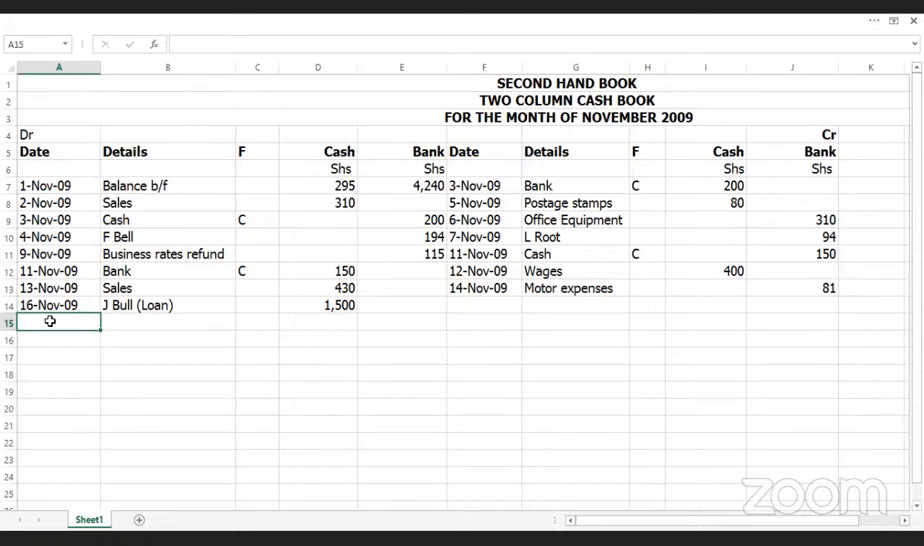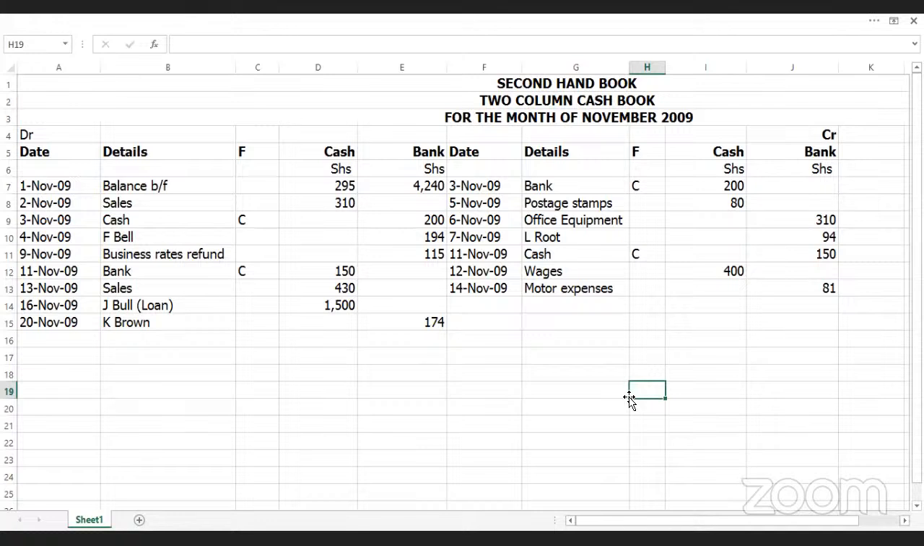Then on 20th, we received from whom? K. Brown paid us. So we are receiving. This is a receipt, K. Brown. How much? Shillings 174, by check. Then what else do we have?